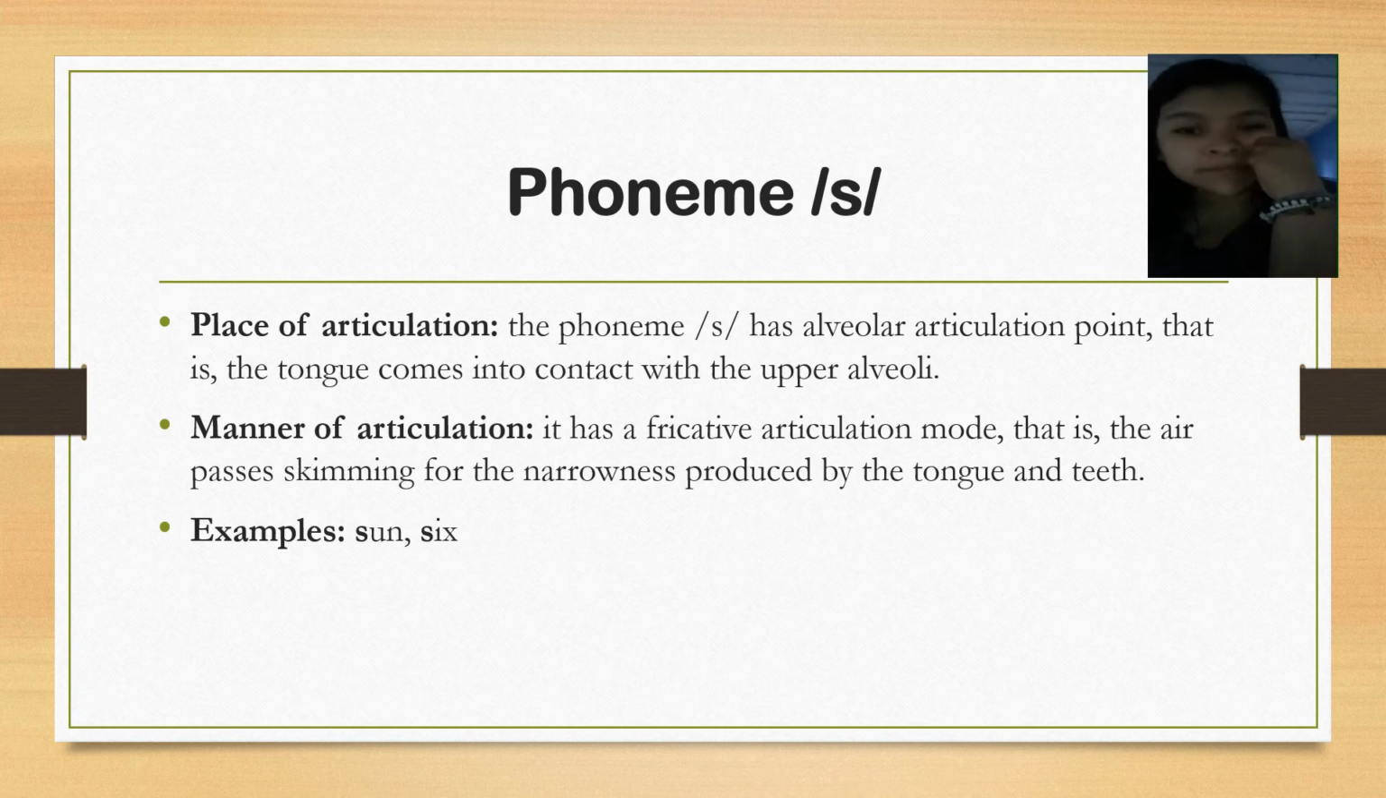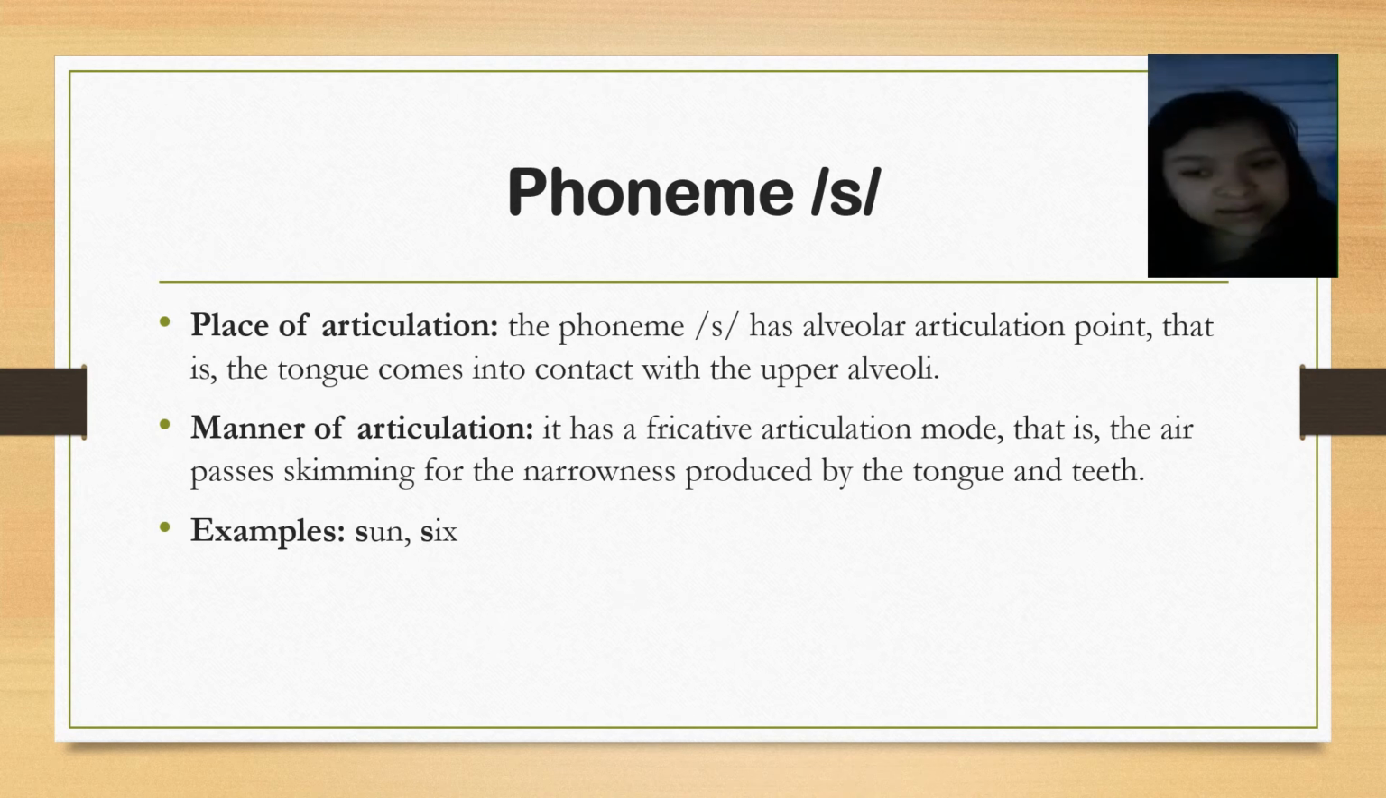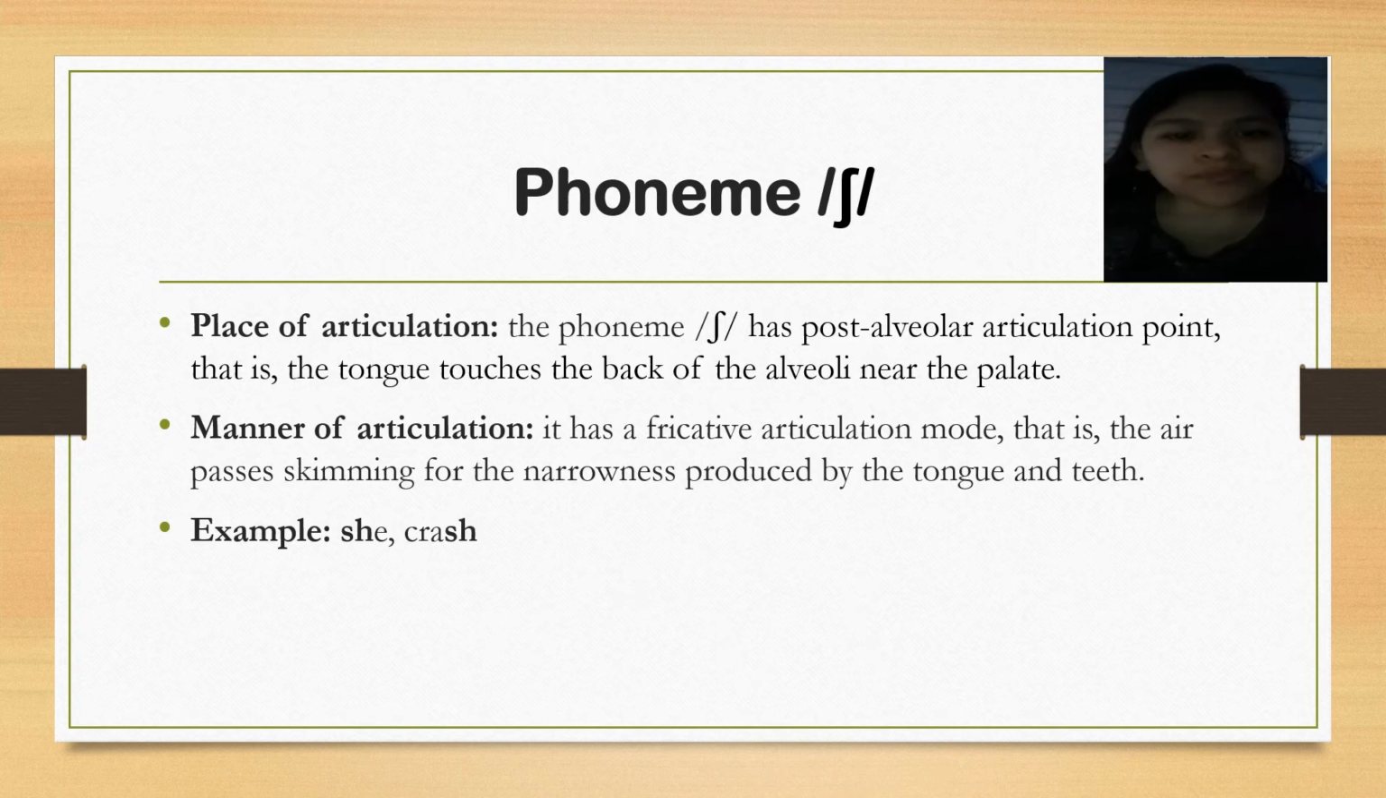Phoneme S. The phoneme S has an alveolar articulation point, that is, the tongue comes into contact with the upper alveoli. It has a fricative articulation mode, that is, the air passes skimming through the narrowness produced by the tongue and teeth. The pronunciation of this phoneme is S. Example: sun, six.